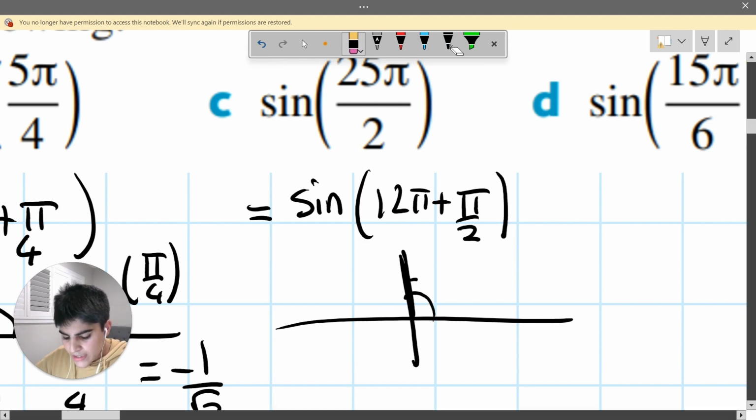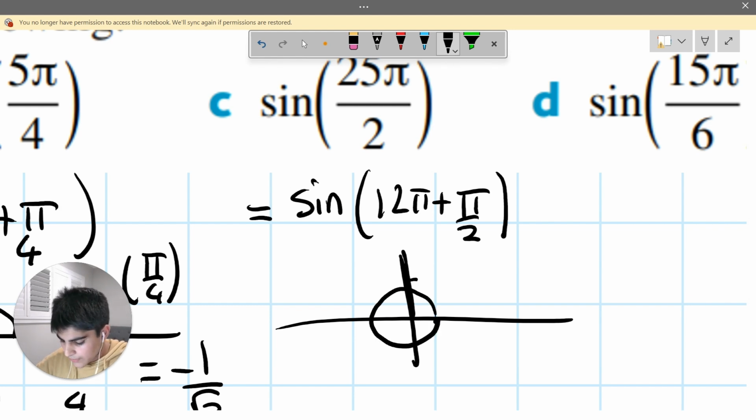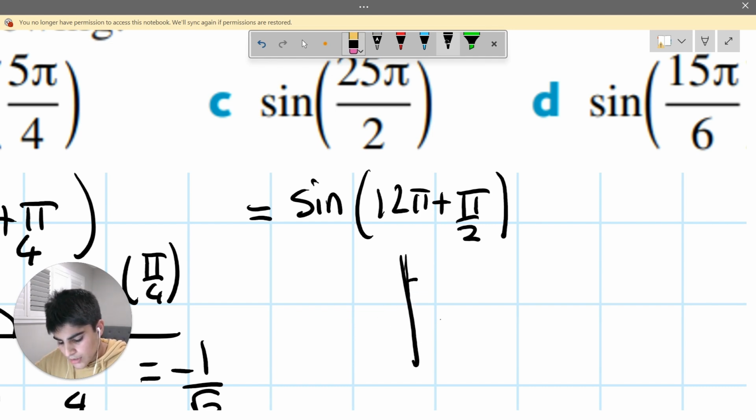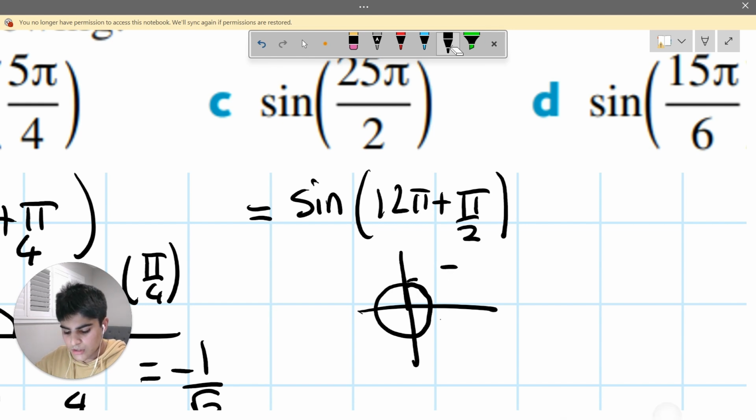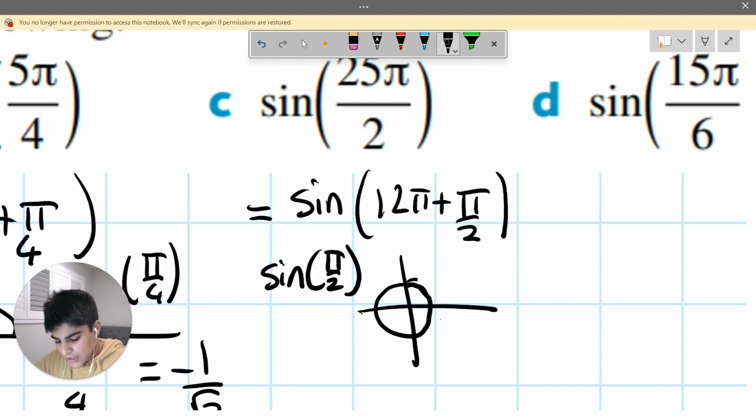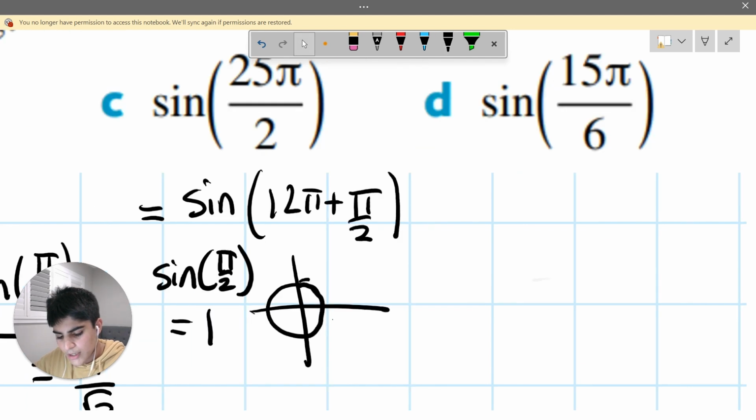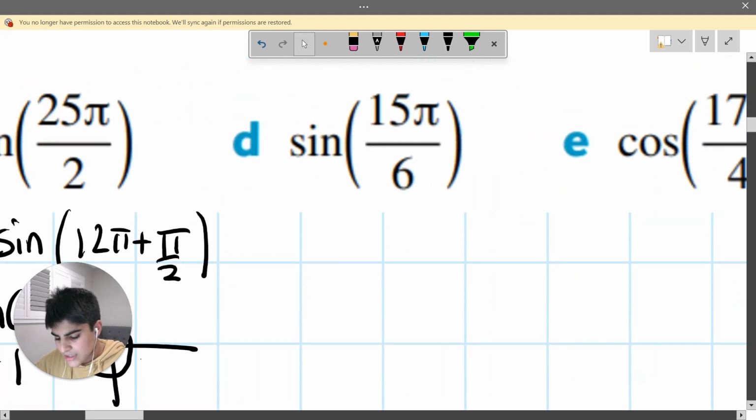12 pi means that we're going through 6 full revolutions. This is 2 pi multiplied by 6, 6 full revolutions. And then this is sine 12 pi plus pi on 2. At this point, sine is equal to 1, because this value here is the equivalent of sine pi on 2. So sine equals 1.